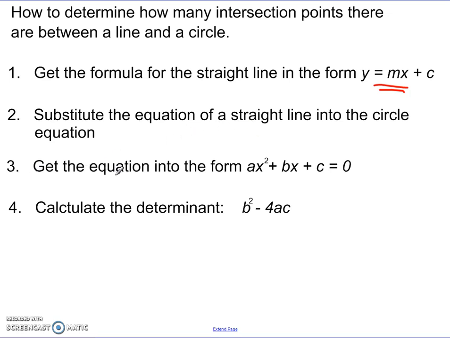Once we've done that, third step, get the equation into quadratic form. If we have it in that form, what we can then do is the final step, which is calculate the discriminant of the equation. Now, calculating the discriminant is a key factor here. It's the key thing we have to be able to do, because if we do that, it'll tell us which of the 3 scenarios we're going to come up against.